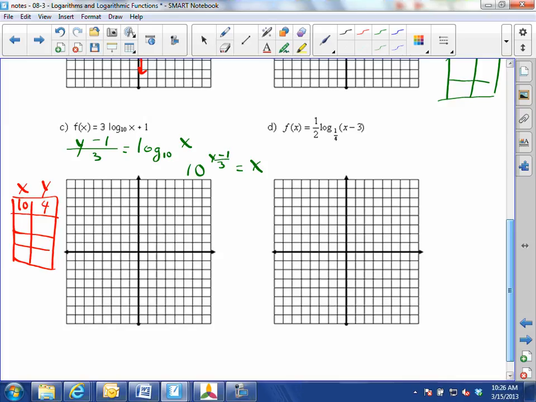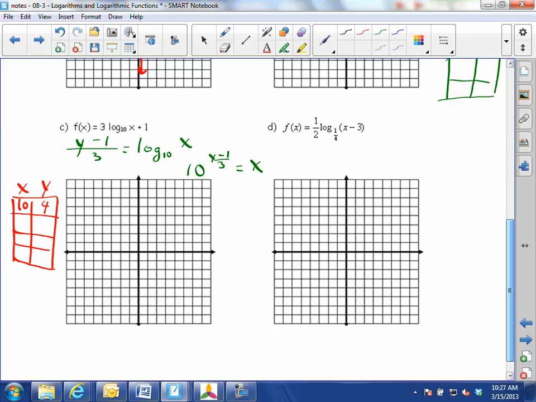How did you get that? You plug in 4 for y. So 4 minus 1 is 3, and 3 divided by 3 is 1. This one is off the graph. Okay, well, instead of going up, let's go down.